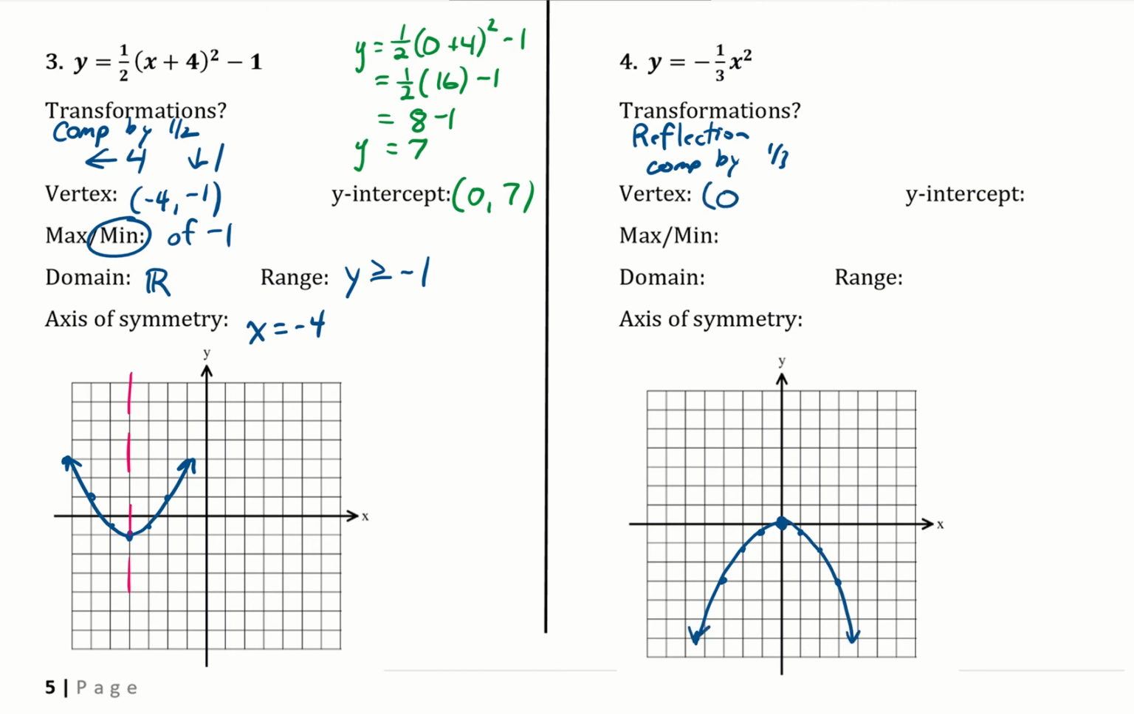Our vertex is going to be at 0, 0. That is also our y-intercept. This time the graph has a maximum of 0. The domain from left to right is all real numbers. The range, y is less than or equal to 0. And the axis of symmetry, that imaginary vertical line, is x equals 0.